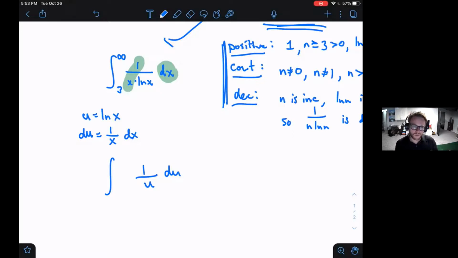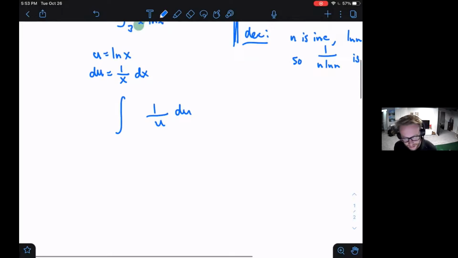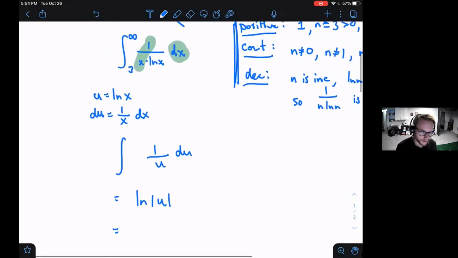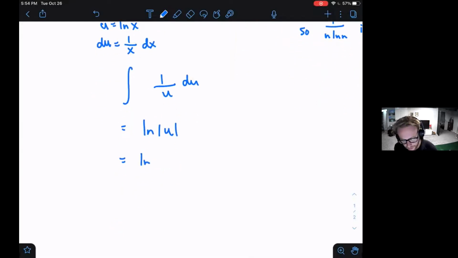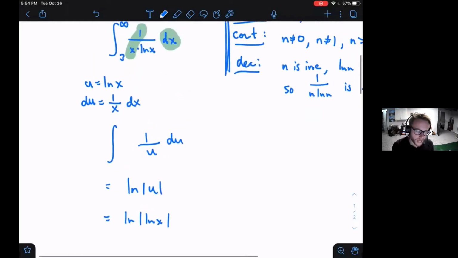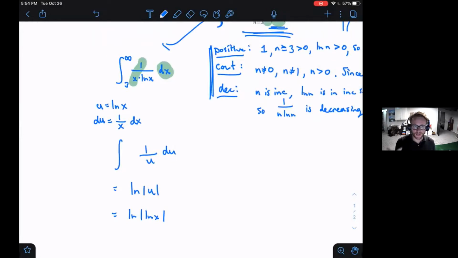And then I'm going to swap back in for x's, and I'll plug that in at the very end. So when I integrate this, I'm going to have the natural log of the absolute value of u. And then instead of u, I'm going to plug in this natural log of x. So a little bit annoying here, the natural log of x. And again, I need to evaluate this from 3 to infinity.